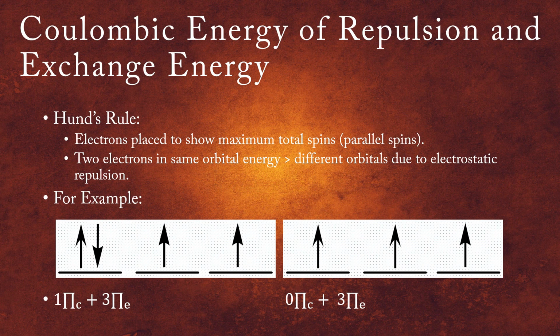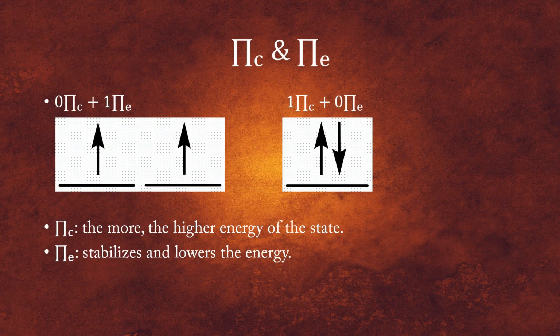Now, for example, on the bottom you have 1 πc plus 3 πe, and on the right you have 0 πc plus 3 πe. But what is that? What is πc, πe? The Coulombic energy of repulsion is πc, and the exchange energy is going to be πe, right? Coulombic for πc, E for exchange energy. So how do I know to get these numbers?